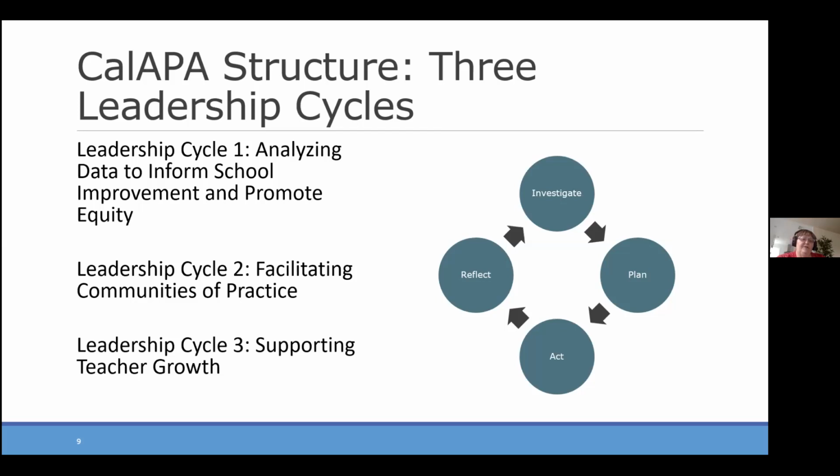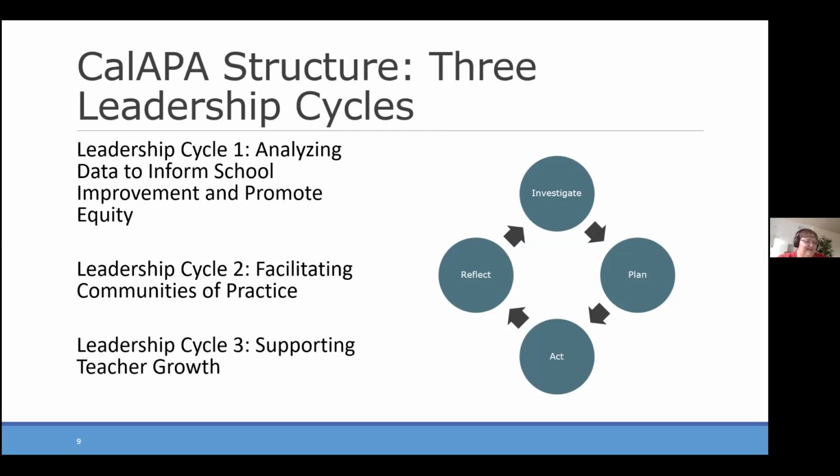And the third leadership cycle is supporting teacher growth. So a coaching session, not assessment, but a coaching session in helping a teacher examine classroom practice and improving upon that. In each of these cycles, we have 4 reiterative steps. We start at the top with investigate, move over to the right with plan. Step 3 is act, and step 4 is reflect. And those happen in all 3 of our cycles. Those 4 steps are in all 3 of the cycles.